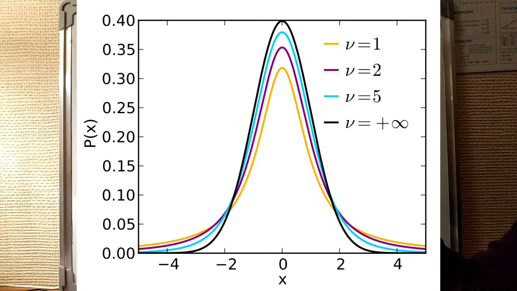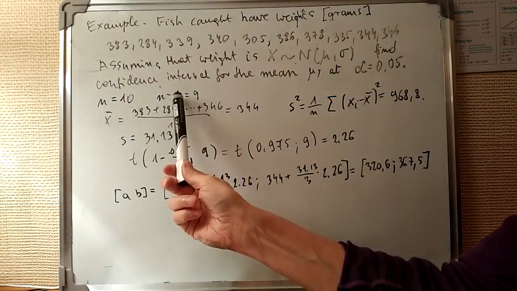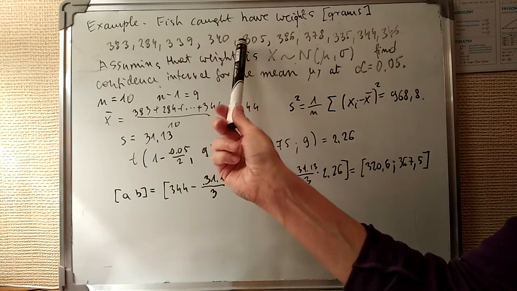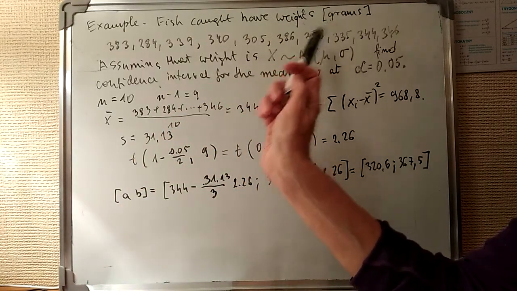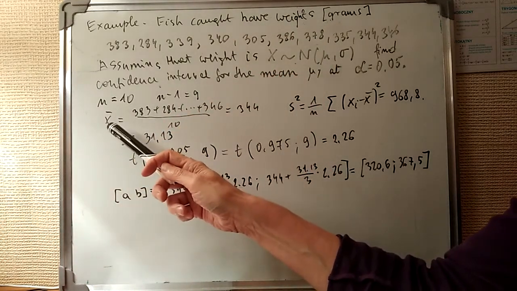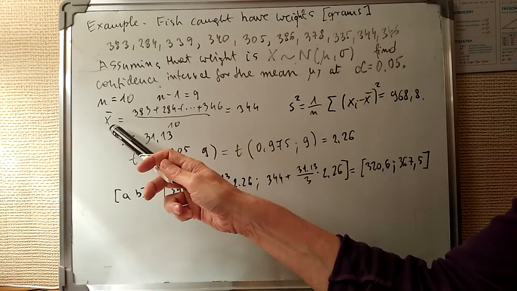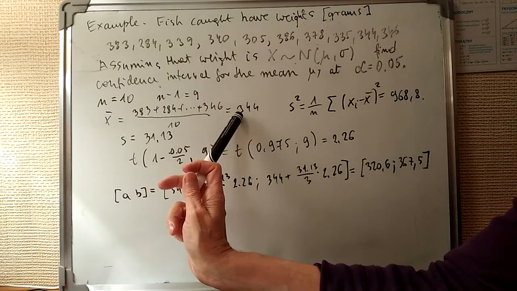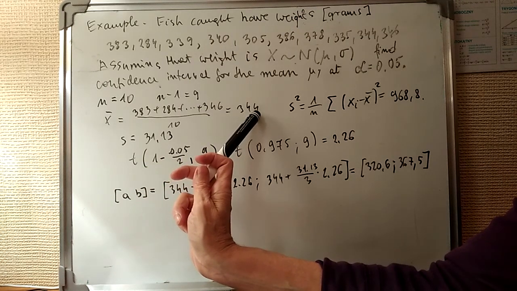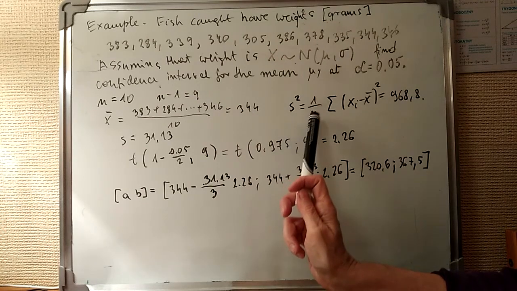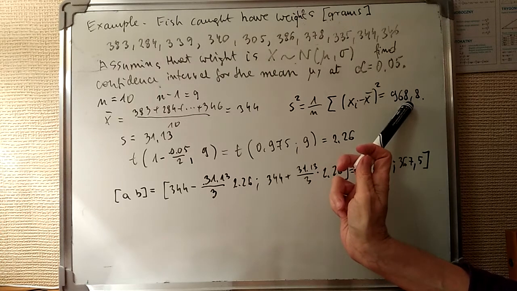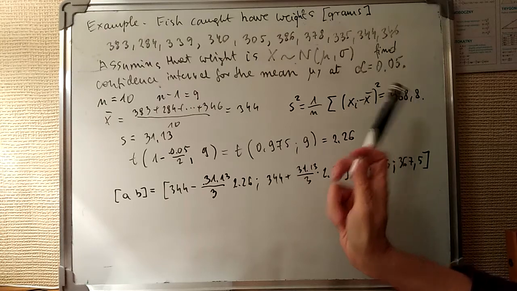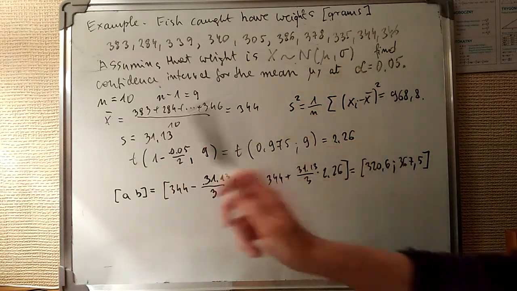So first of all, there are 10 fish, so the number of degrees of freedom is n minus 1, which is 9. We shall not be using the standard normal distribution, but we have to use the t-student because nothing is known, neither mu nor sigma. So first we calculate the mean of the sample. We sum up all these, divide by 10, and obtain 344 grams. That's the mean. Now we have to find s squared. This is 1 over n, sum of xi minus x dash squared, which is 968.8. So s is the square root of this.